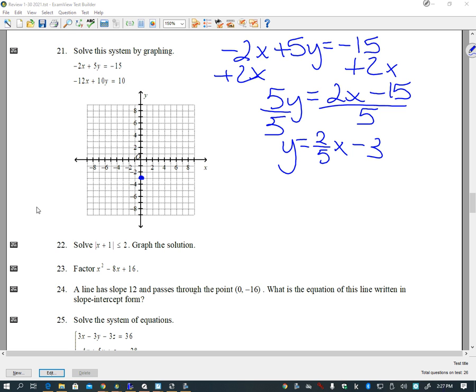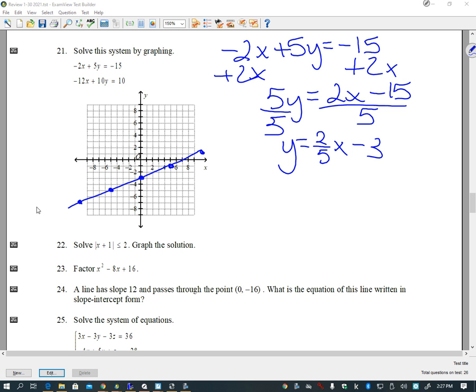So I should be able to come in here, plot negative 3 there, go up 2, over 5: 1, 2, 3, 4, 5. Up 2, over 5, go back, down 2, over 5, something like that, where I can get that line right there, correct?